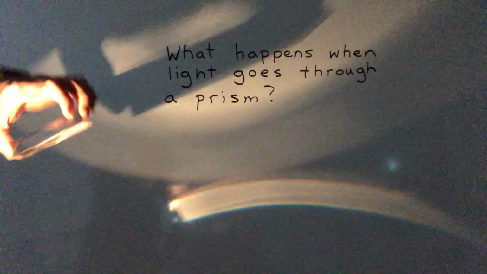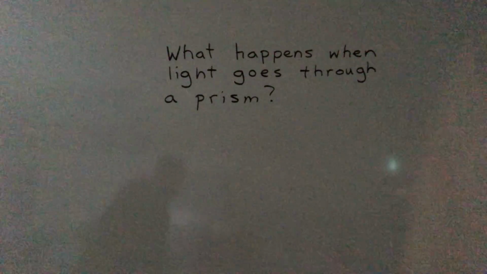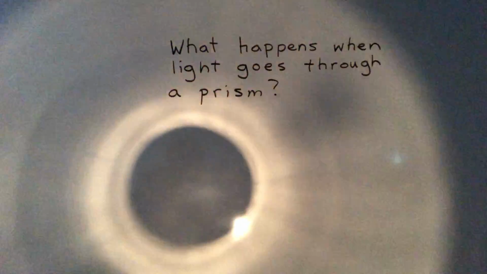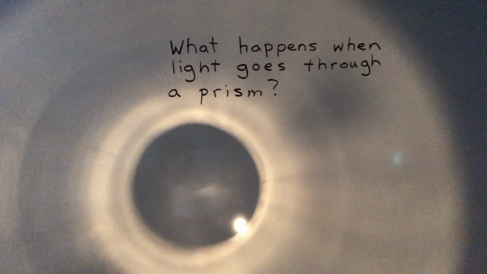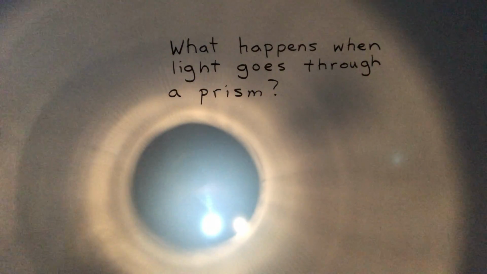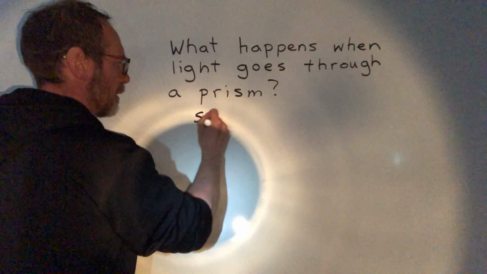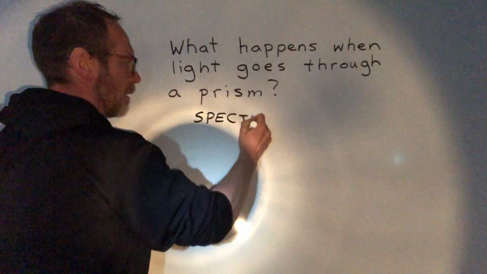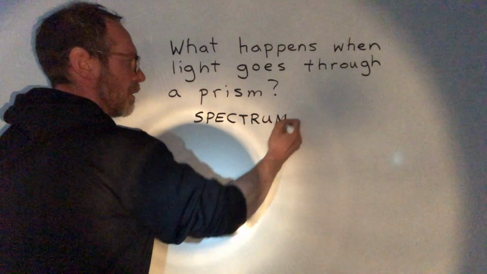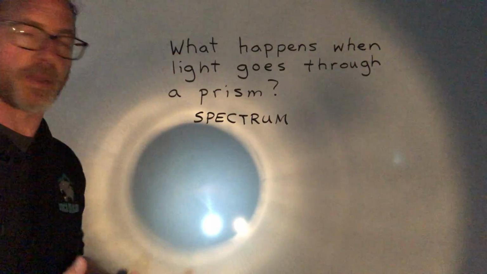What's happening here is that the white light is more than just white light. It's actually made up of many different colors, all the colors of what we call the spectrum. The spectrum is like the rainbow. A rainbow is a kind of spectrum.